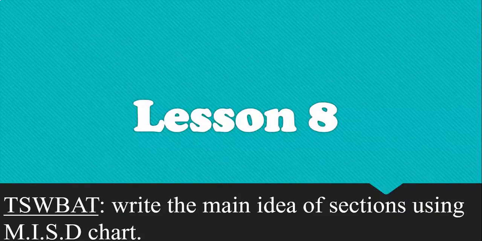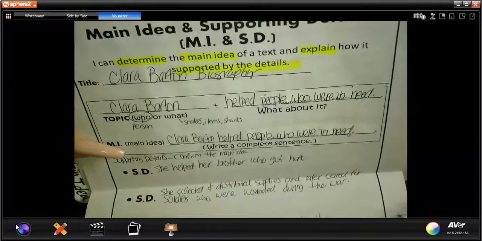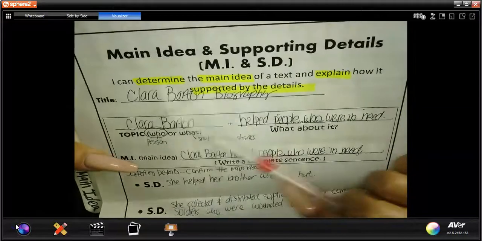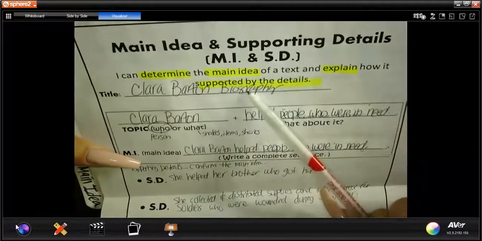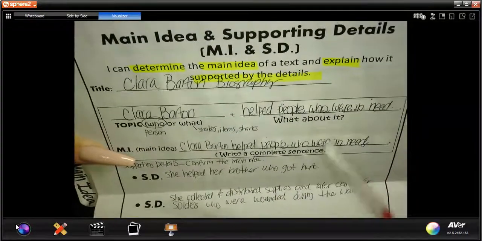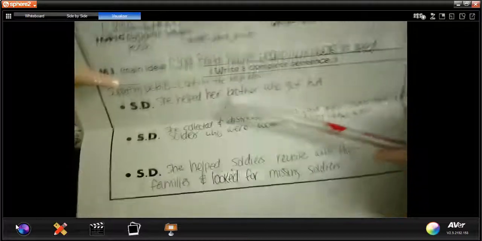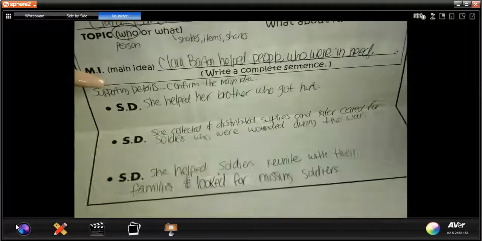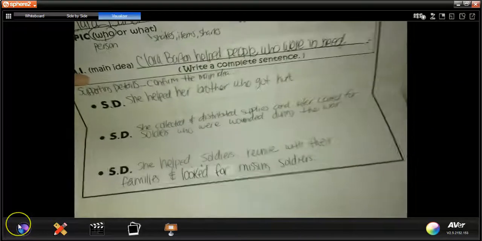Okay, so the lesson 8 objective is: students will be able to write the main idea of a section using the MISD chart. So boys and girls, take out your anchor chart, and on your anchor chart, find the one that says main idea. So your main idea anchor chart looks like this. We based it on the Clara Barton biography. Remember, we ask ourselves two questions: who or what, and what about it? And then we determine the main idea, and we write our supporting details, which confirm the main idea.